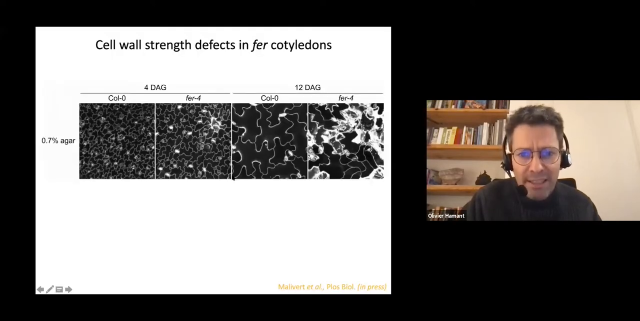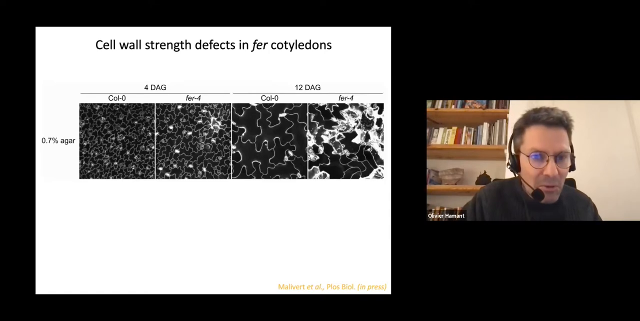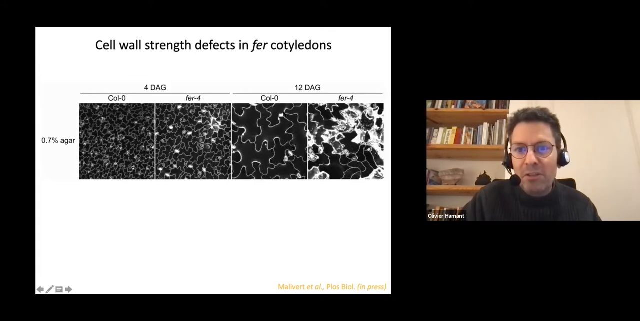When we look at the epidermis of these young leaves or cotyledons, here you see Col-0, the wild type. You see all these cells that are puzzle-shaped, which is an interesting feature of epidermal cells in plants. You also see some of the stomata. This is 4 days after germination, so you see the cells are like this. And 12 days after germination, the cells are much bigger, so there's been some growth.